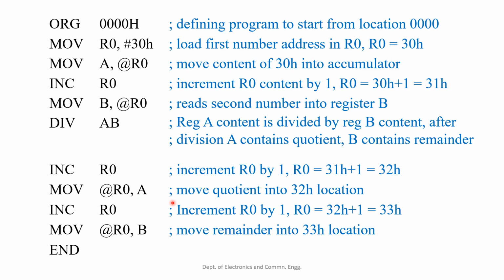Then I need to store the remainder to 33H. Therefore increment R0. After incrementing, R0 is now pointing to memory location 33H. Store the contents of B to that memory location, that is MOV @R0, B. So after completion, both in register A and B we have the quotient and the remainder sequentially, and the result is also available in memory locations 32H and 33H.